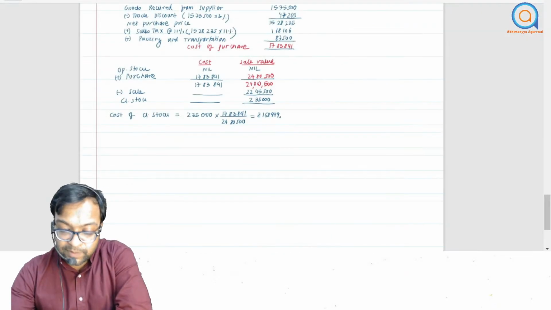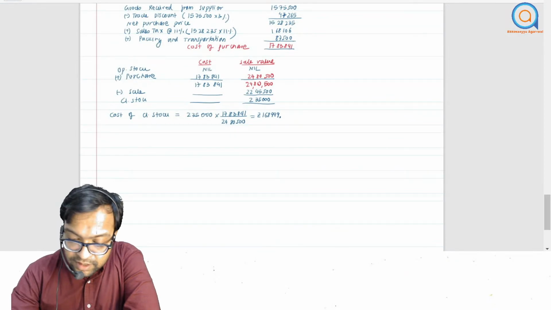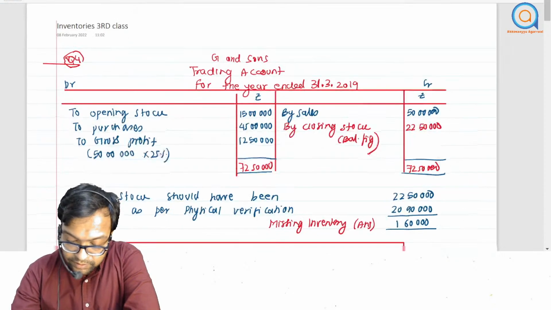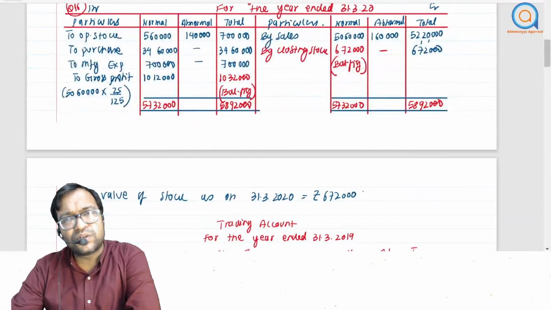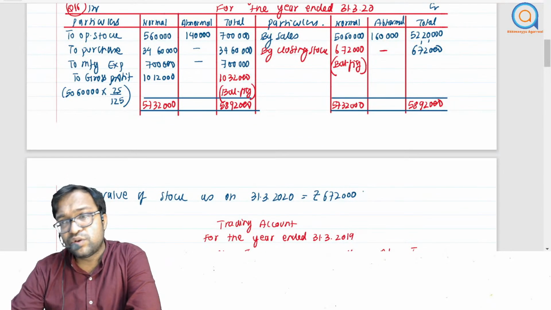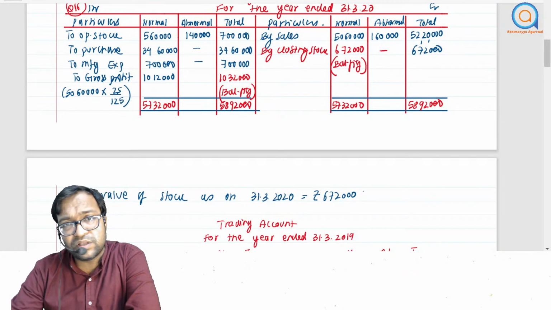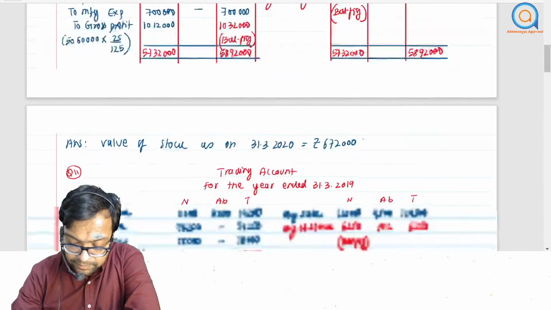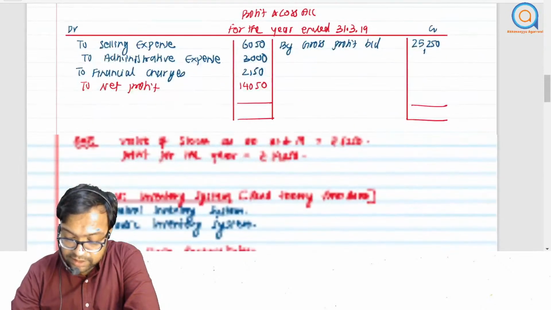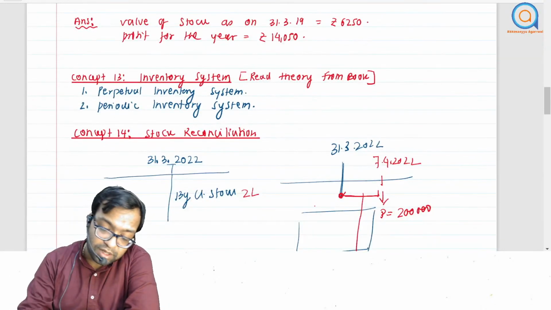Okay, I was explaining. That was done. Trading. I think you know what is normal goods and what is abnormal goods. Those goods which follow the normal GP rule are normal goods. And those goods which are not sold at the normal GP rate are abnormal goods. I'm not saying normal loss or abnormal. Goods, okay? Sir, read the theory from the book.